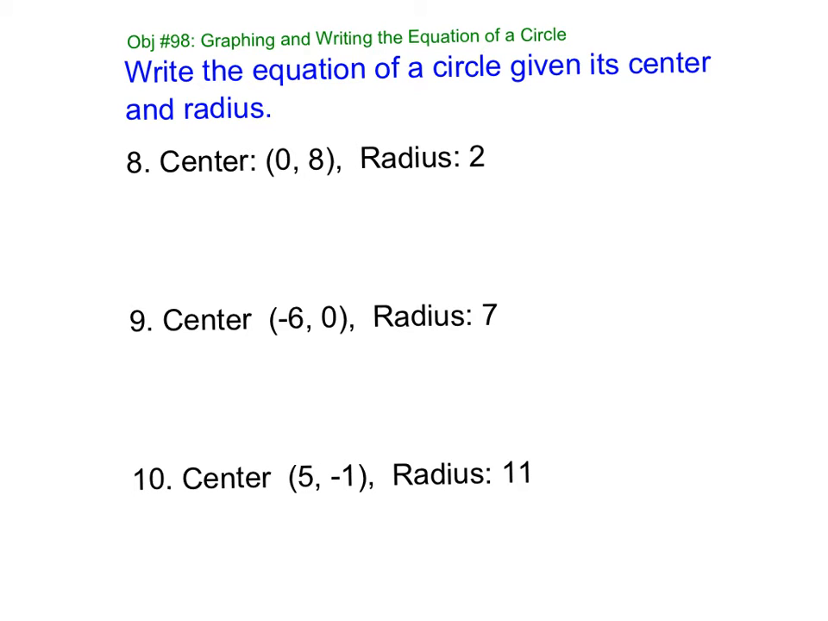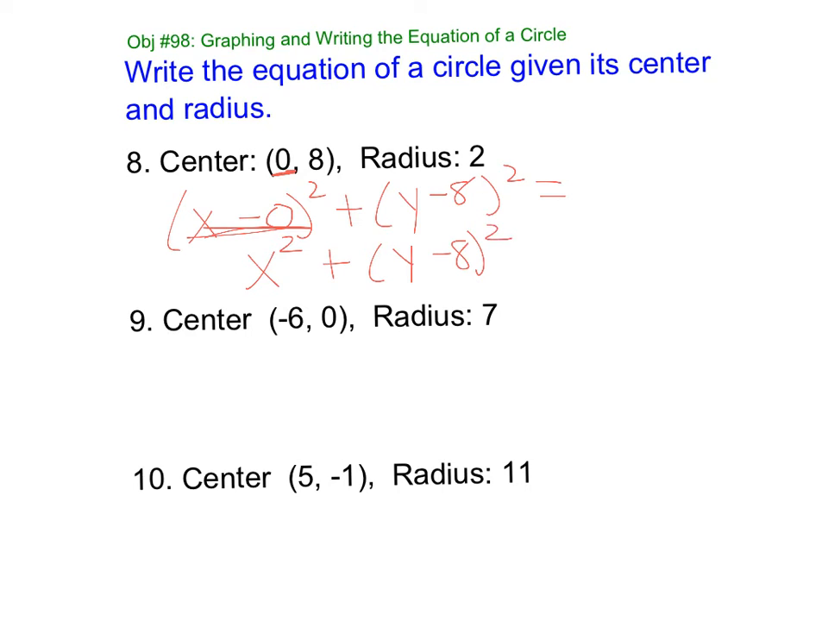So this one's a little weird because of the 0. Right. So I'm going to start like I did before. X squared, y quantity squared equals. So my x, I have a 0, so I'm going to make it minus 0. That 8 becomes minus 8. But what's x minus 0 equal to? Anything minus 0 is itself. So this is really just x squared. Y minus 8 squared equals, and then we have to square our radius. 2 squared equals 4.